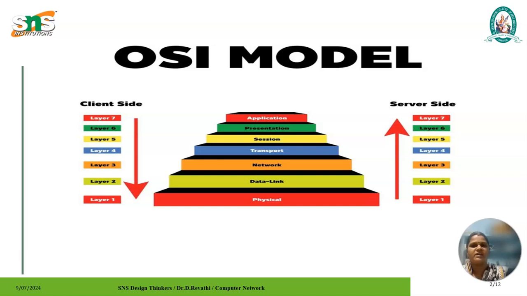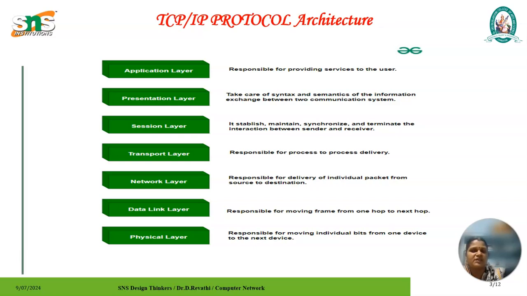OSI layer. OSI stands for Open System Interconnection, which means it has 7 layers, that is application layer, presentation layer, session layer, transport layer, network layer, data link layer and physical layer. These are all the 7 layers which act on both the client side and the server side. On the client side it goes from layer 7 to 1, and on the server side it is from 1 to 7. Let us see how it works.